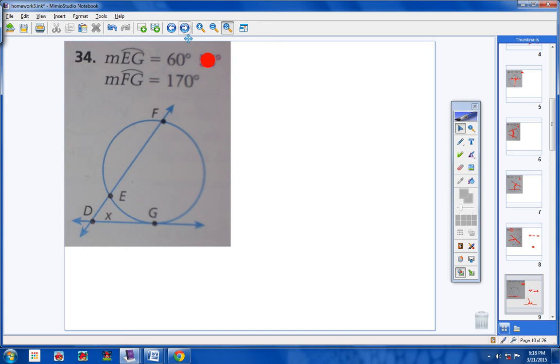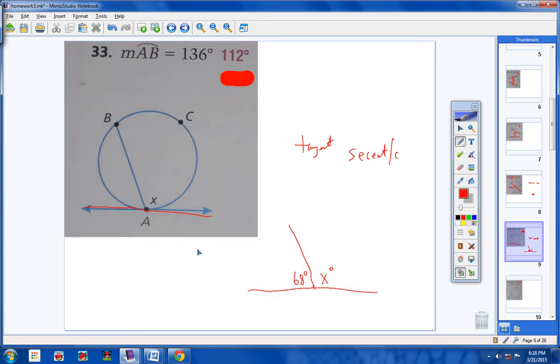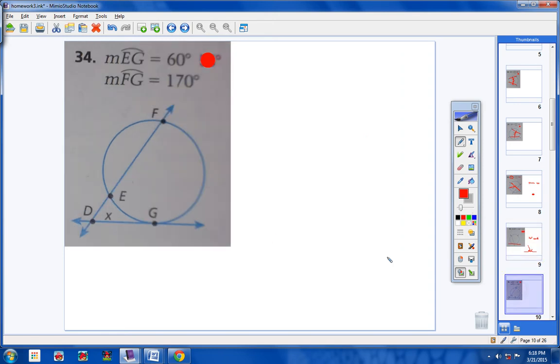Alright, number 34. Now listen carefully. Here we have a secant and a tangent intersecting outside the circle. Before, we had a tangent and a chord, or a secant, intersecting on the circle. The angle formed right here is the difference of the two arcs that are intercepted. The two arcs intercepted by this secant and this tangent are this one here and this one here. So you subtract those two arcs and then divide by 2 and you'll get this angle.